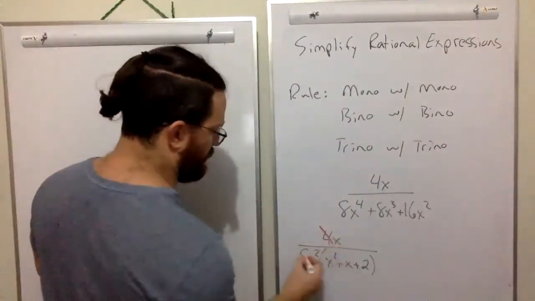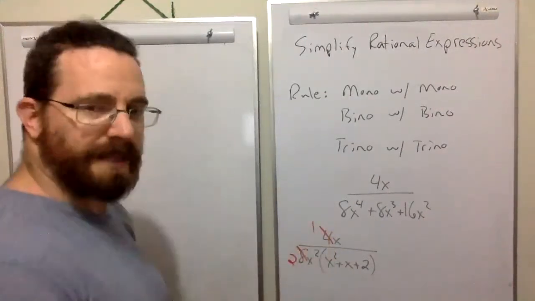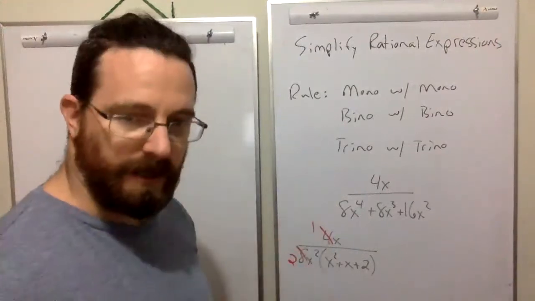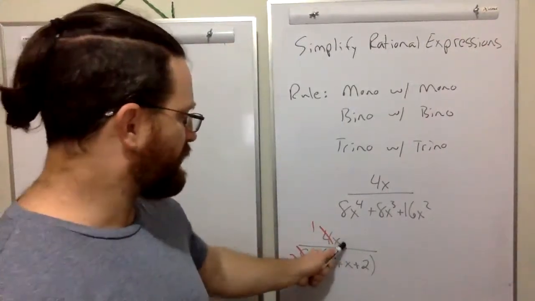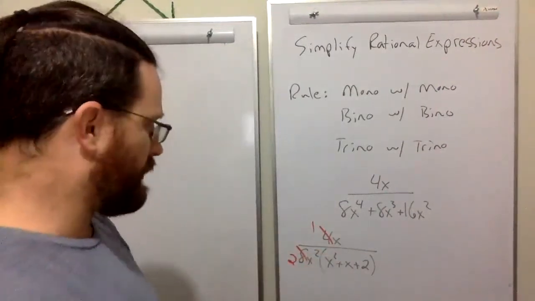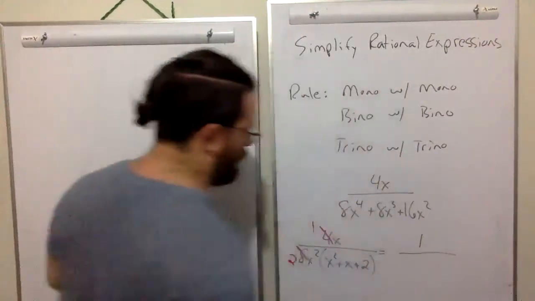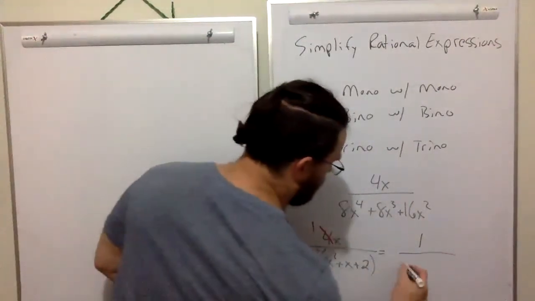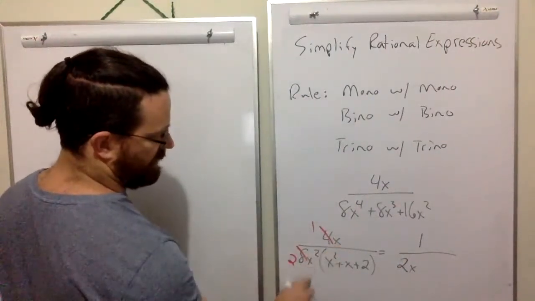So my 4 would cancel, this becomes a 2. And I'm going to put a 1 here, because remember, whenever the top cancels, you got to leave the 1. You can't just get rid of the 1. This x here is going to cancel one of these x's down below. So I'm going to be left with, on the top, a 1. And on the bottom, I'm just going to have 2x. Because remember, this x here canceled one of these x's down here.